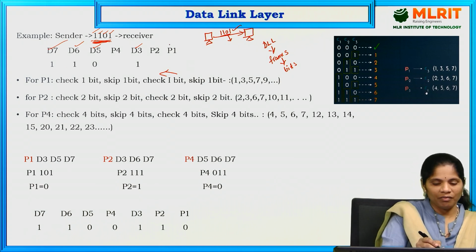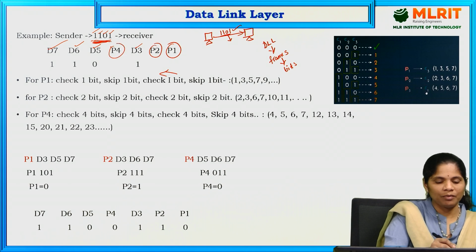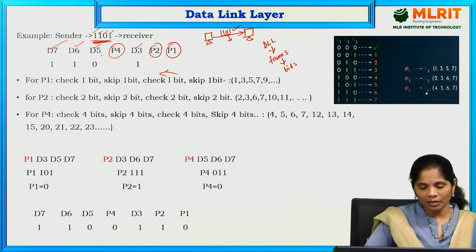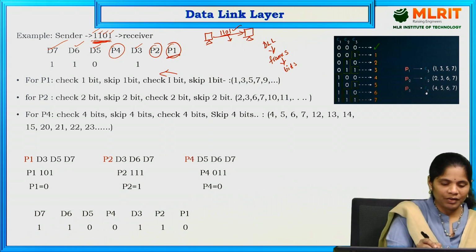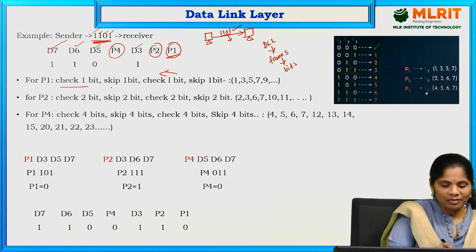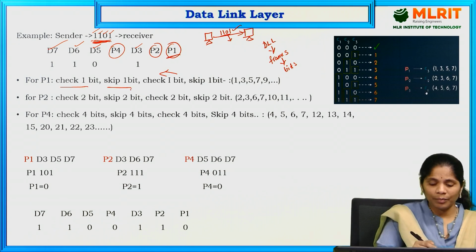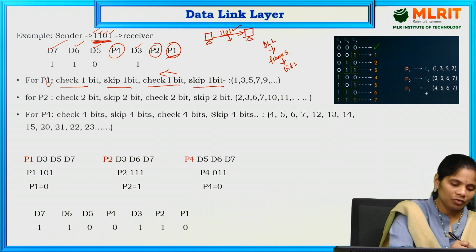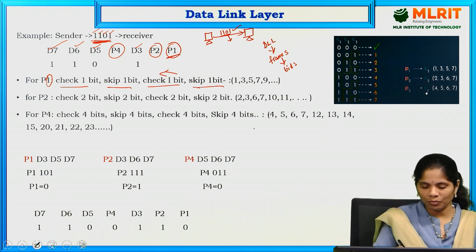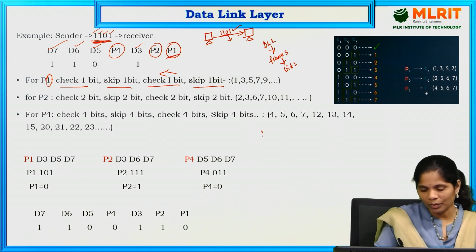Next, how do we calculate P1, P2, and P4? For finding P1, we have to follow check 1 bit, skip 1 bit, and again check 1 bit, skip 1 bit. This is the first position. First position means we check one bit, and afterwards we skip one bit.